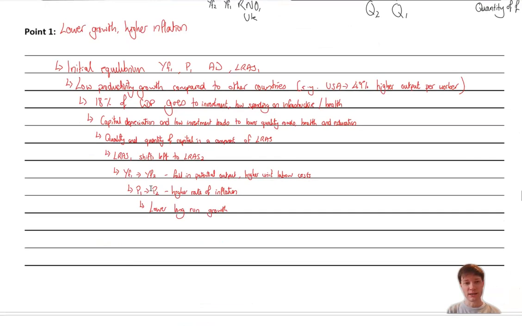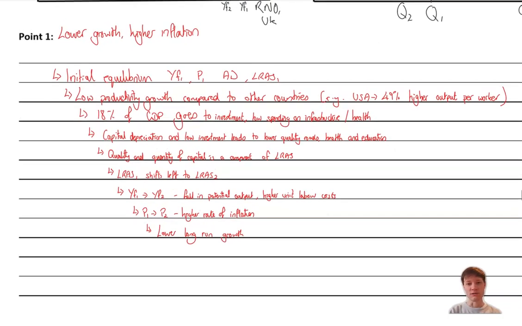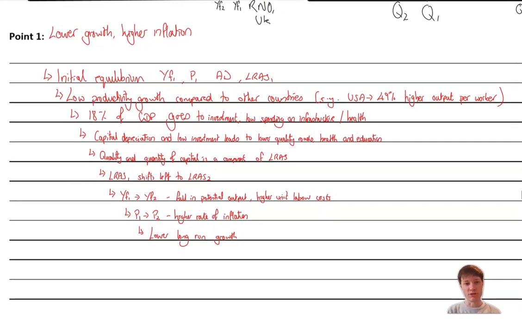Okay, so coming back, the chain of reasoning is relatively straightforward, I think. So we've got, again, as always, the initial equilibrium. We've got the new equilibrium shifting to the left, resulting in YF, the full employment level of output of the economy, and the price level changing, creating changes to growth and inflation.